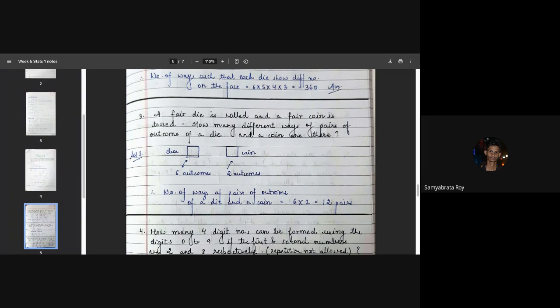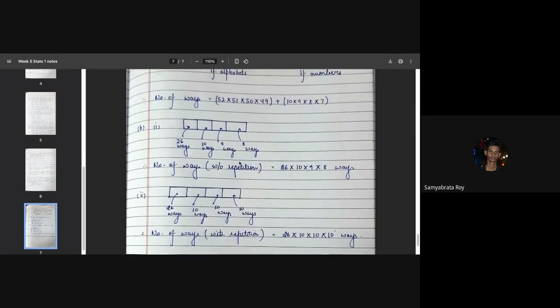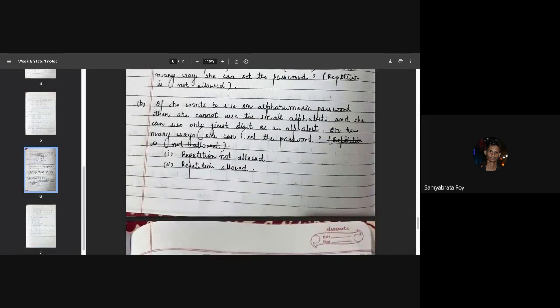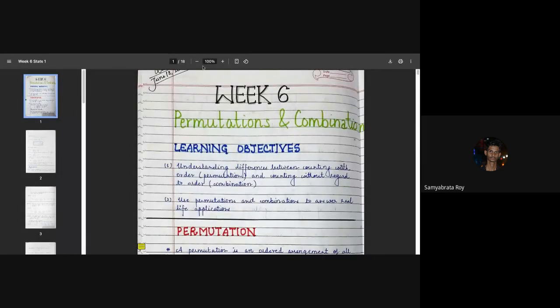Okay. Now, we have a few problems over here. You can try these later. Now we are switching to week 6. Here we go again with permutation and combination. What exactly is permutation doing?